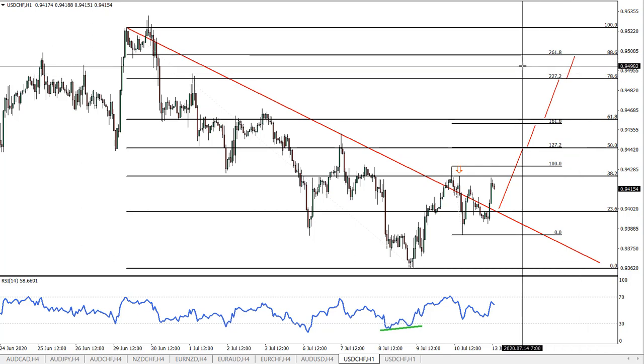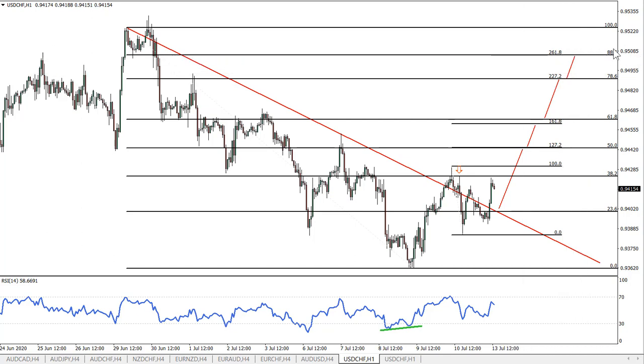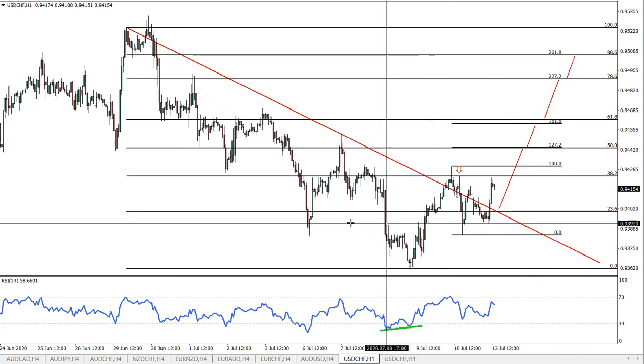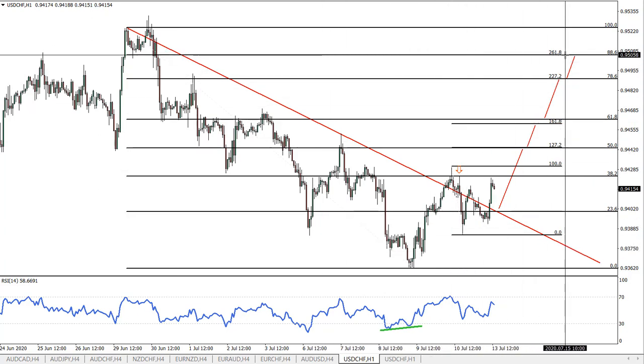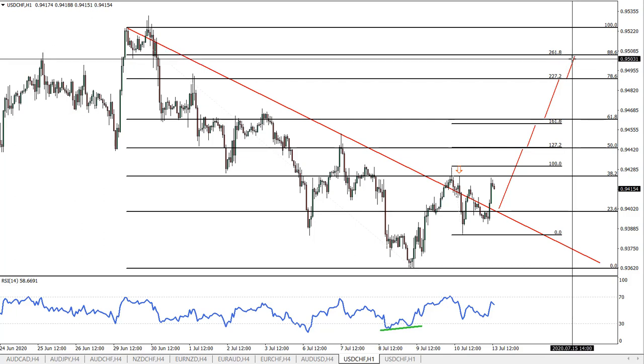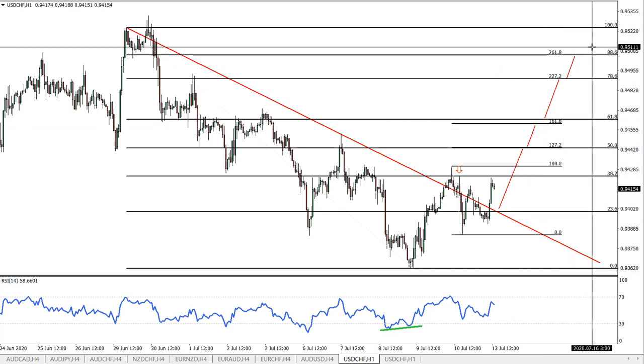And the final resistance, which corresponds also to 2 Fibs, 88.6 and 261.8, is located at 0.9505. This seems like a final upside resistance because it's 88.6. This is the most when price corrects. If this is a correctional move to the upside, this will be the final target. And besides, we have a psychological level at 0.9500, which also could play a role of very strong resistance for this pair. So all in all, the move could be quite substantial.